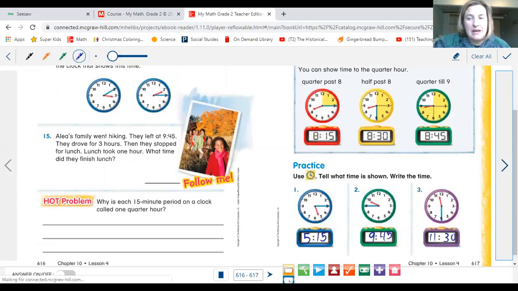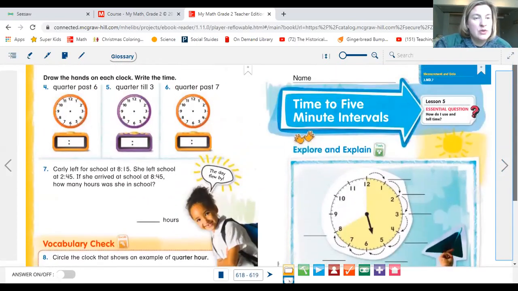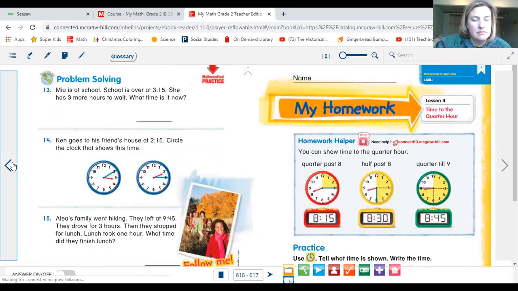Let's look at the back here. Okay, so if we look at the back, you're doing the same thing with 4, 5, and 6. You're drawing the hands on the clock and writing the time in. Okay, oh, we went too far. Looking at the homework there. All right, here we go.